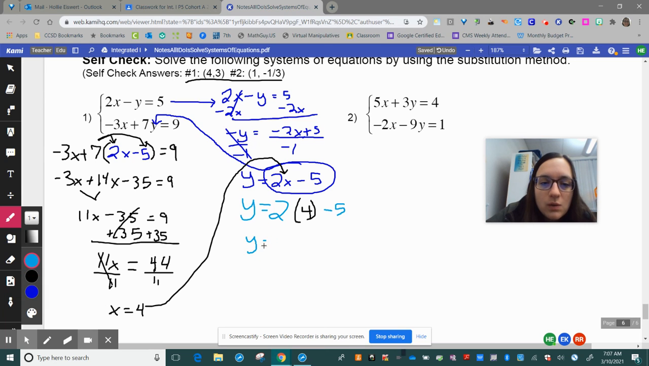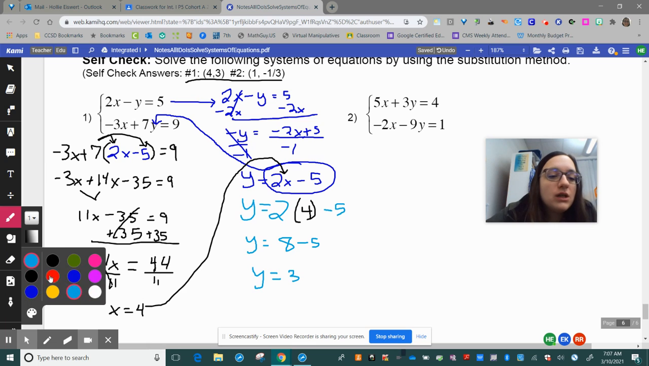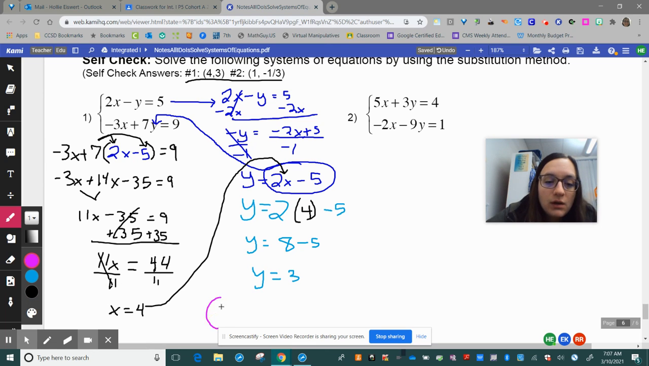So we have y equals 4 times 2 is 8 minus 5. Y is equal to 8 minus 5 is 3. Oh, look, we have x is equal to 4. Y is equal to 3. Look at our answer. So the solution to the system of equations is 4, 3. Our answer should be an ordered pair.